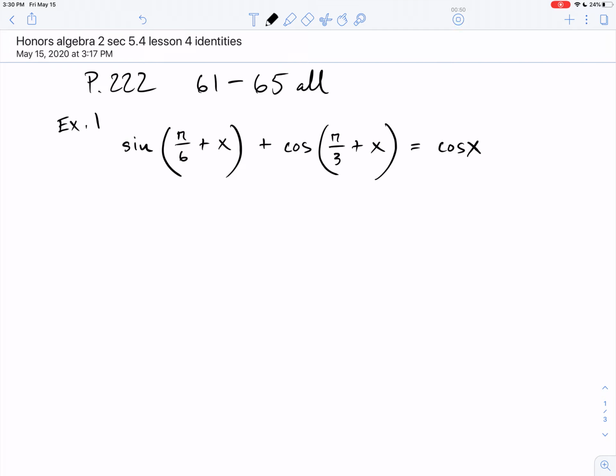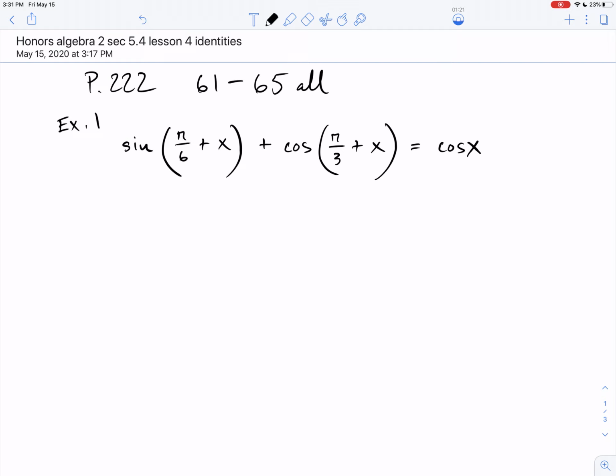So, when I see the first part, I say to myself, you know what? Looks like I should do some expanding. And that's exactly what you want to do. When you look at the problems on page 222, 61 to 65, you'll notice that if you apply the sine-cos and the cos-cos formula, it usually just falls into place. Sometimes you have to do a little bit of sneakiness, but not too much.